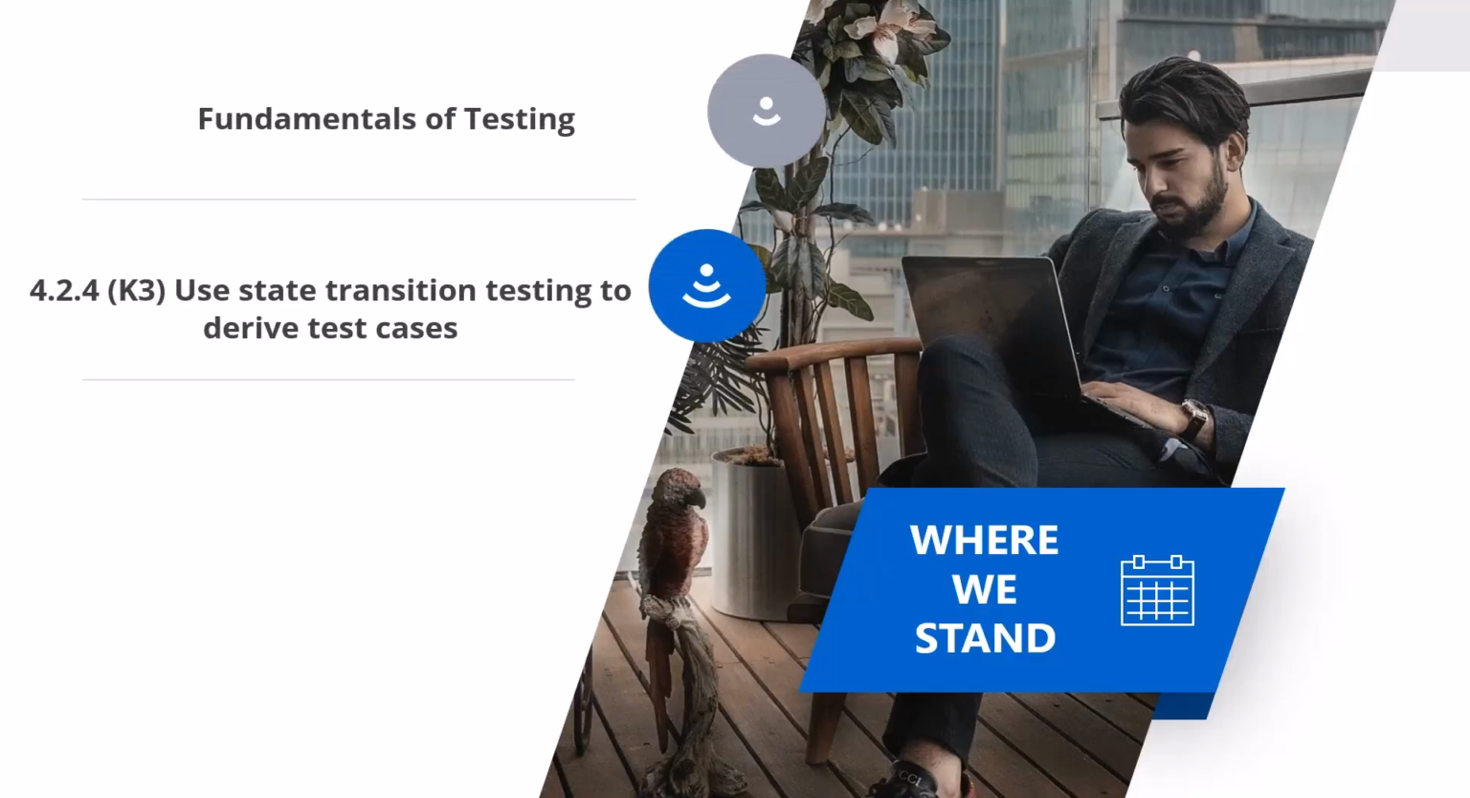Foundation Level Objective 4.2.4 K3. Use state transition testing to derive test cases. You will also get a question about this in the exam. State transition questions don't have a shortcut. It's more like an IQ question. Just use your common sense.